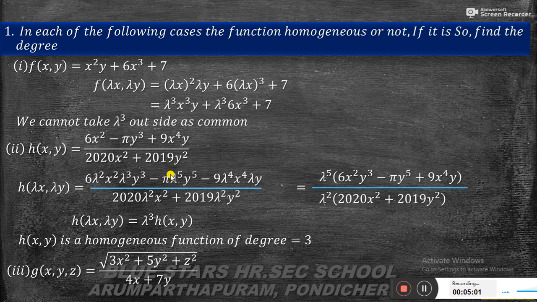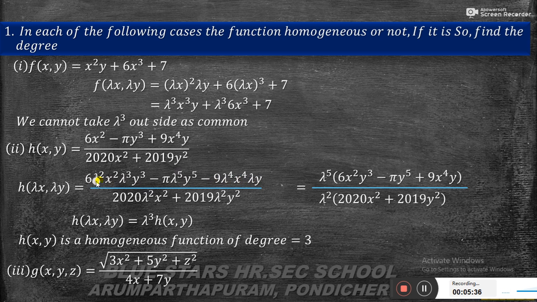So y power 5 means lambda power 5 y power 5. Next plus, here plus 9 into lambda power 4 x power 4, lambda y by 2020 lambda square x square plus 2019 lambda square y square. You see, that means h of lambda x comma lambda y equal to lambda square, lambda cube, lambda power 5, 6 lambda power 5 x square y cube minus pi lambda power 5 y power 5. Next plus 9 lambda power 5 x power 4 y.